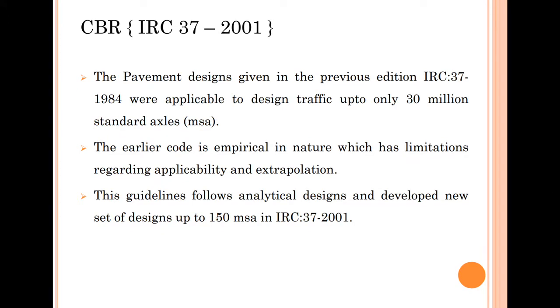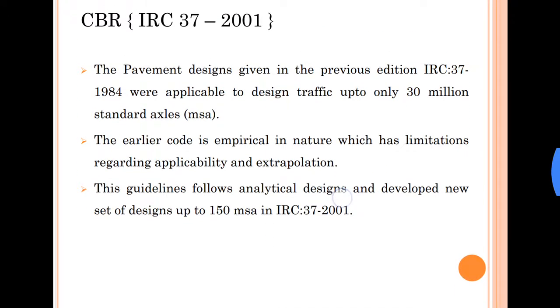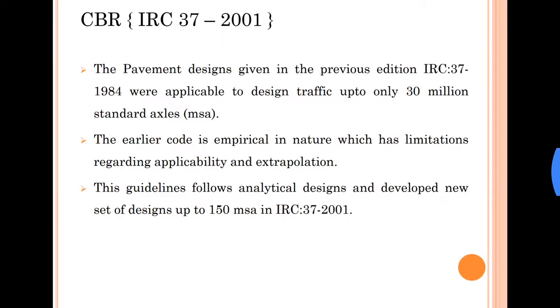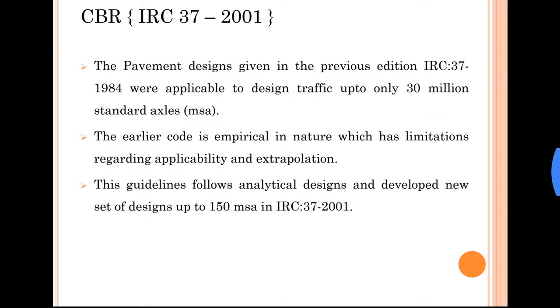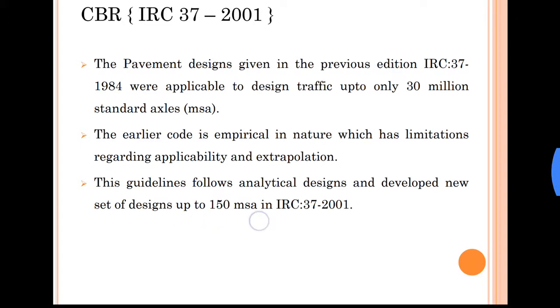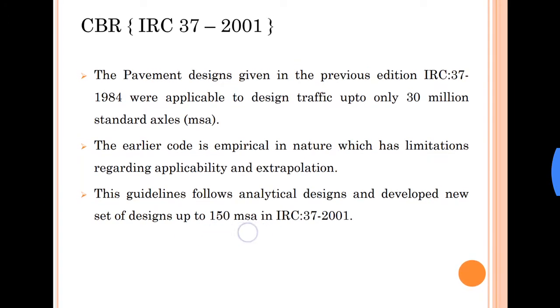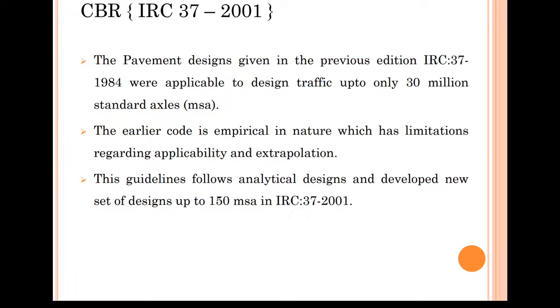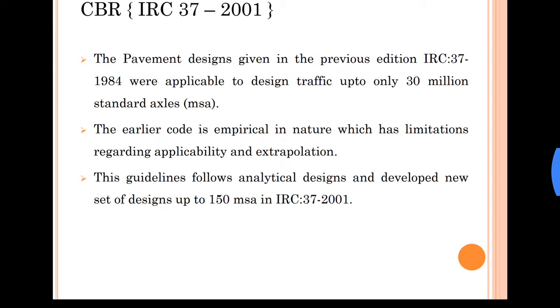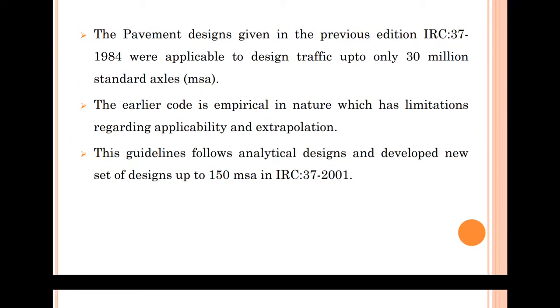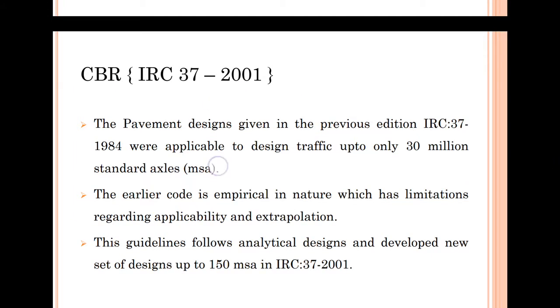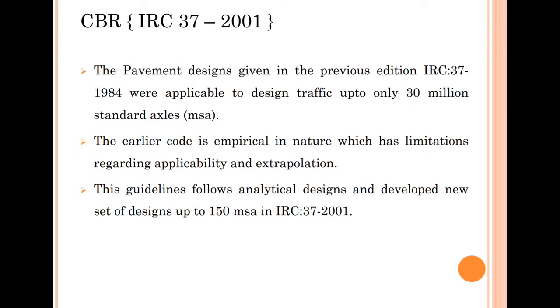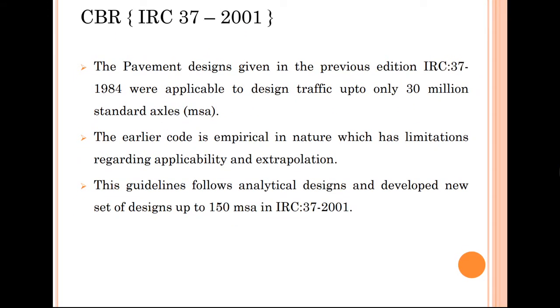Okay, but now in the code revised in 2001, we can design flexible pavement up to traffic values of 150 MSA, or 150 million standard axles. So this is the difference between the code that was used in 1984 and the revision in 2001. This is what was revised.